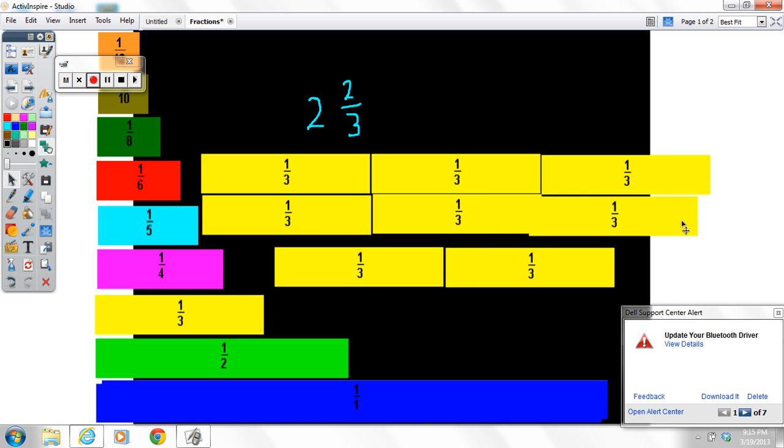So I have 3/3 here, another 3/3 here that equals this 2 full bars, 2/3 for the fraction part of the mixed number, and I ask myself, well, what would this look like as an improper fraction? All I would do is count the total thirds that I have. I have 6/3 here, plus 2 more thirds. 2 2/3 as an improper fraction would be 8/3.